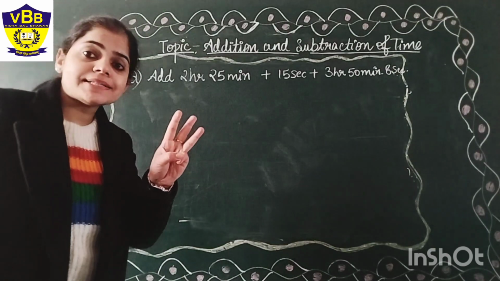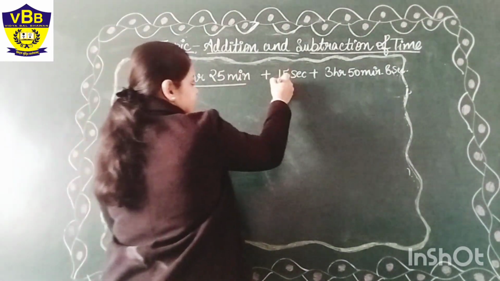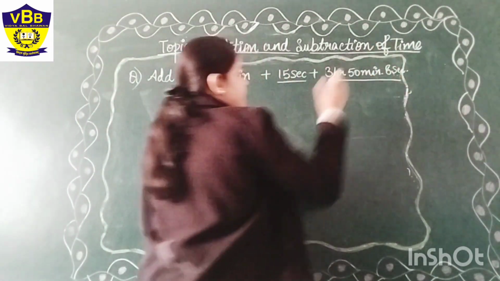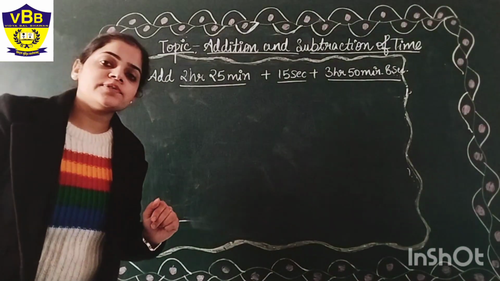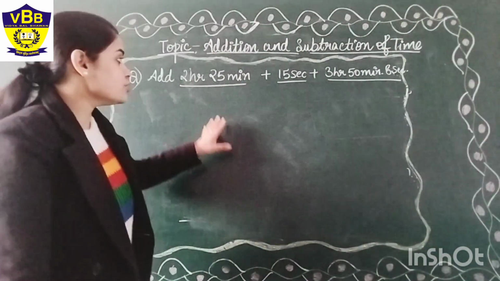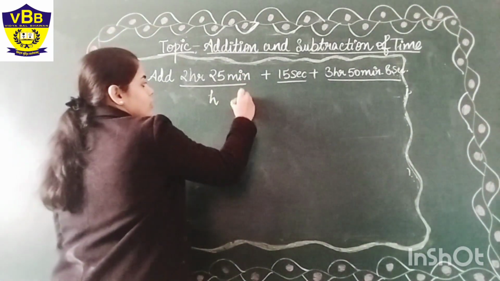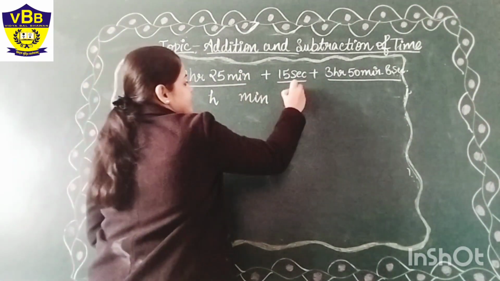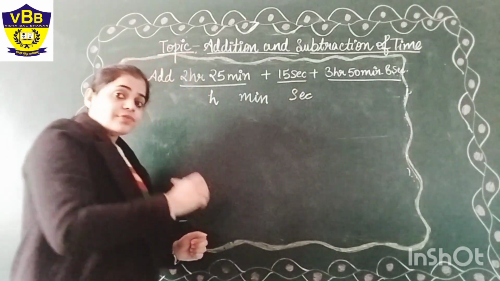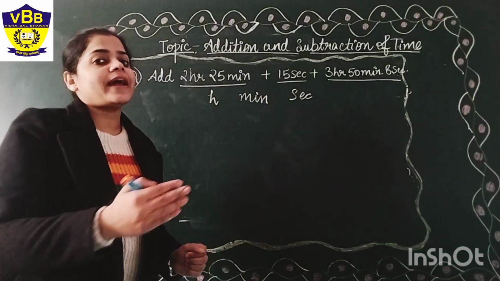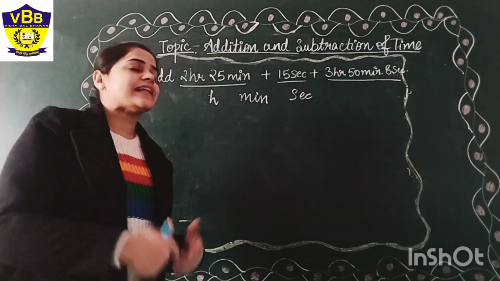There are 3 numbers here. One is this, second is this and third is this. We have to add and the procedure will be the same. We have to write separate rows of it like hours row, minutes row and seconds row. And whatever number is not available, we will write 0 there for easy calculation.